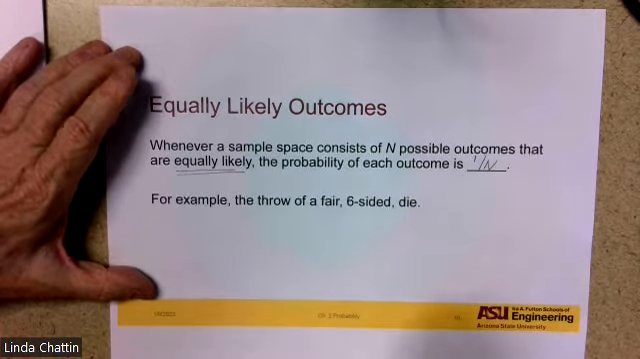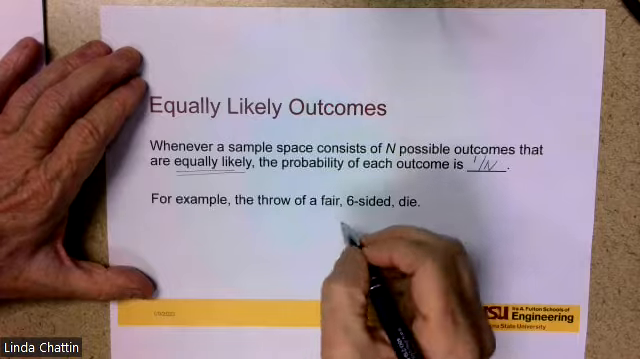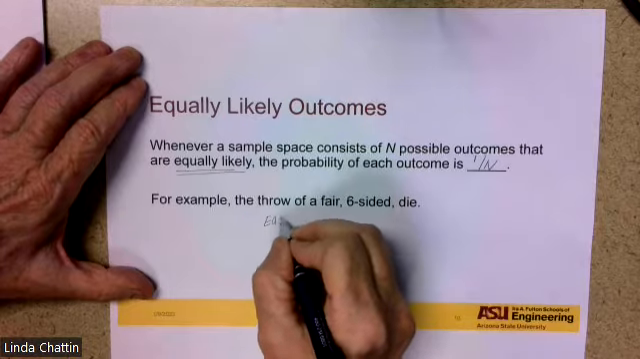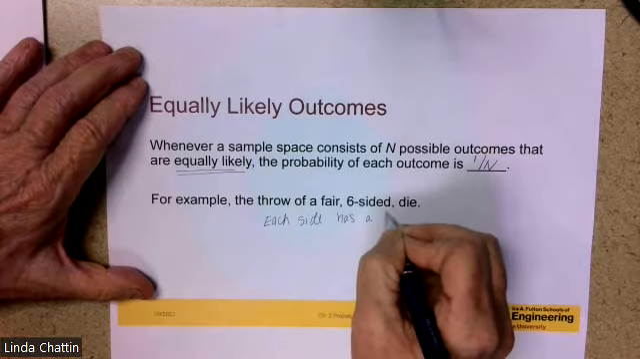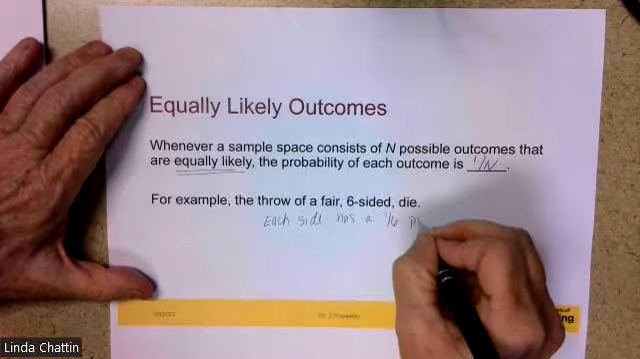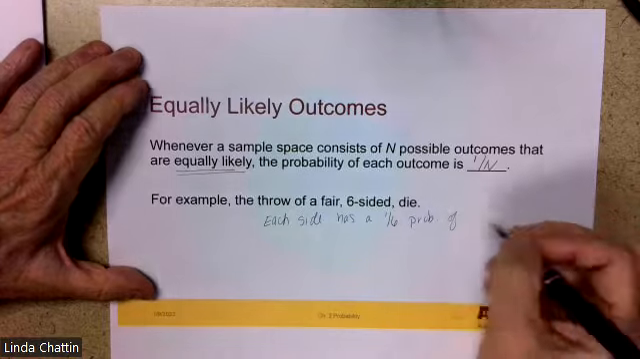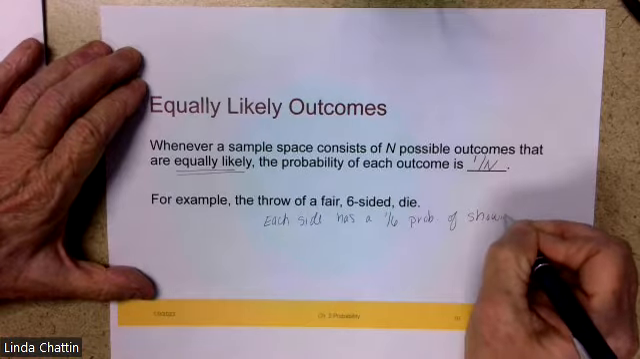For example, the throw of a fair 6-sided die. Each side has a 1/6 probability of showing up or being face up.